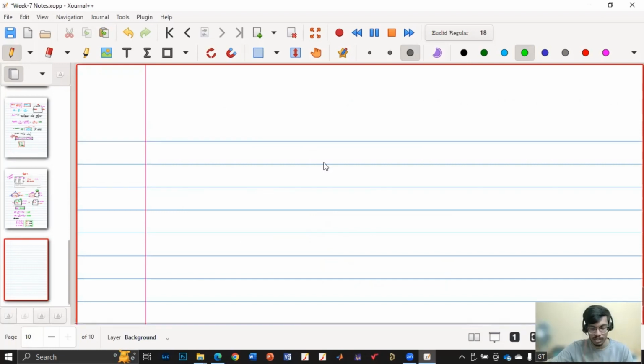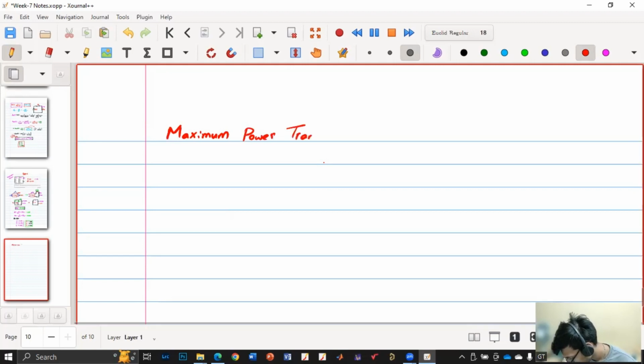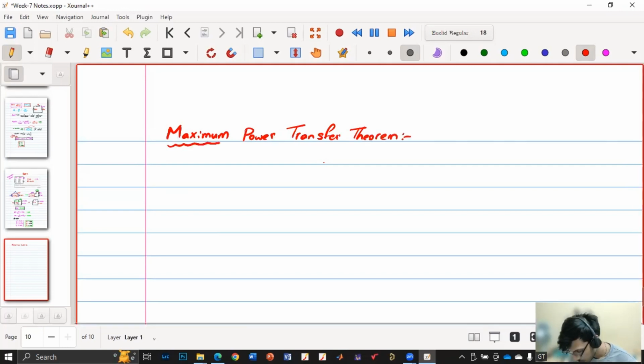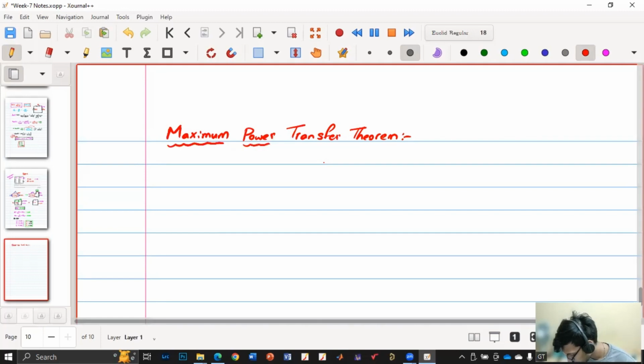But I have just now realized that I have forgotten to discuss one more important theorem. So let us quickly do the maximum power transfer theorem. I'll just directly give the results as we are running out of time. The maximum power transfer theorem lies around the fact that if you have a variable load resistance or load impedance, what should be the load so that maximum power is transferred to the load.